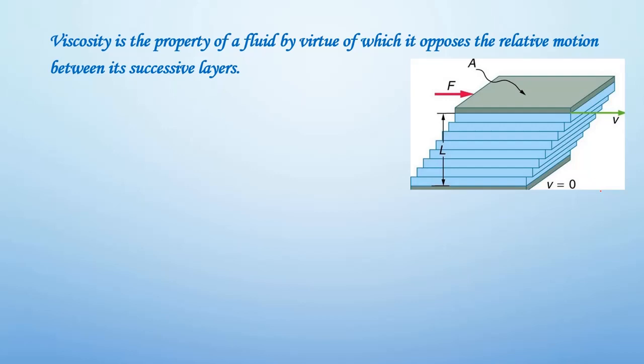length. Since these successive layers flow with a different velocity, there is a relative motion between these layers. And these create some kind of a resistance or a friction between the layers. And the viscosity is the property of a fluid by virtue of which it opposes the relative motion between successive layers. And we say honey is more viscous than water.